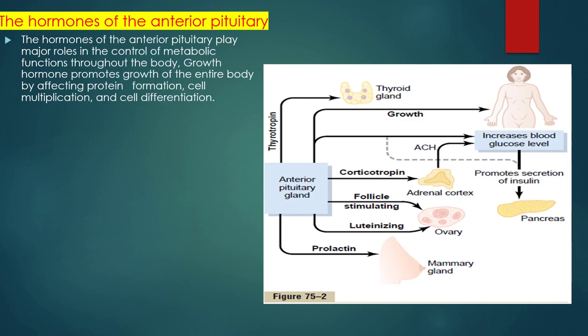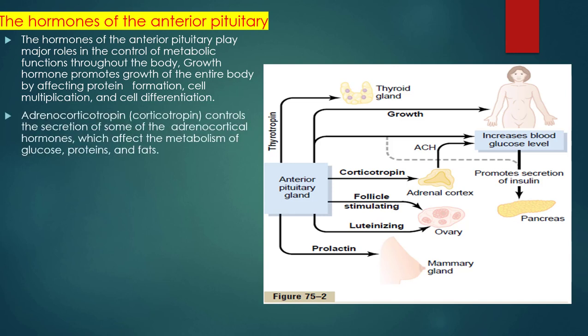The hormones of the anterior pituitary play a major role in the control of metabolic function throughout the body. Growth hormone promotes growth of the entire body by affecting protein formation, cell multiplication, and cell differentiation. This is the anterior pituitary, and when growth hormone is produced, it acts on all cells of the body, causing production of proteins and helping in growth, multiplication, and differentiation.